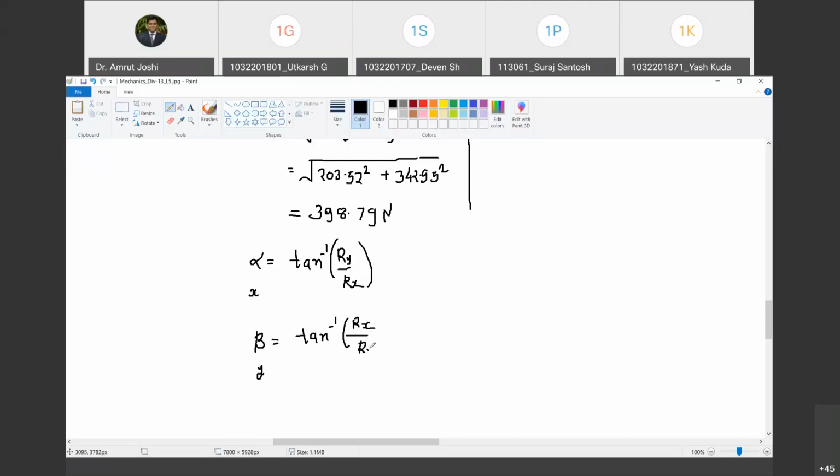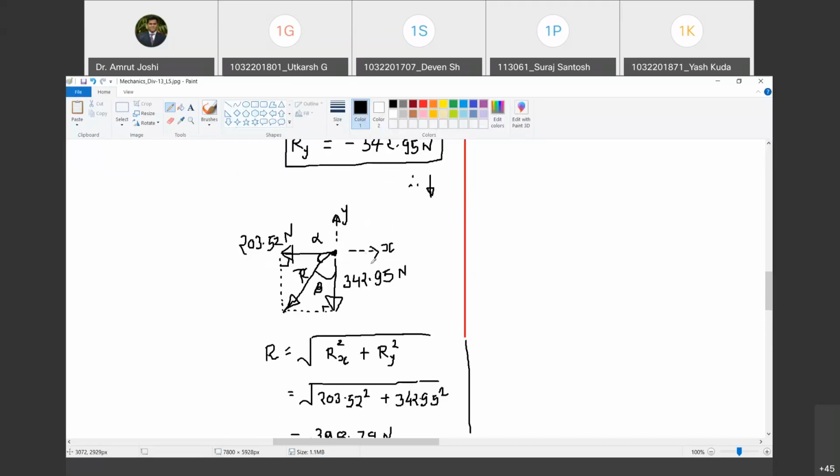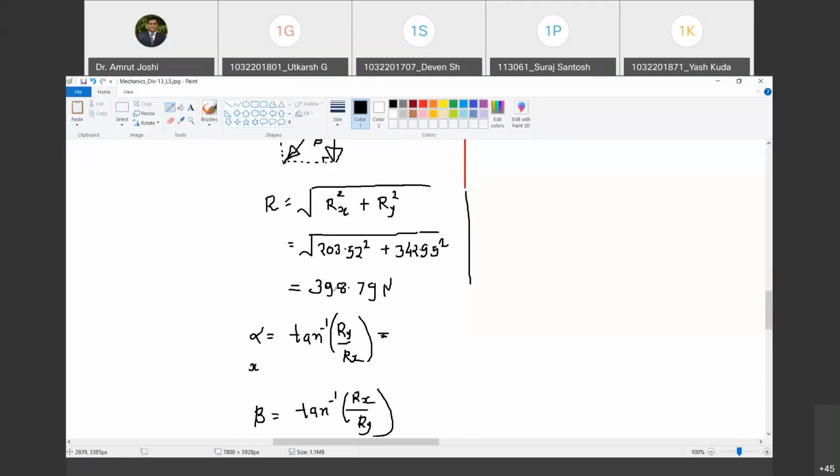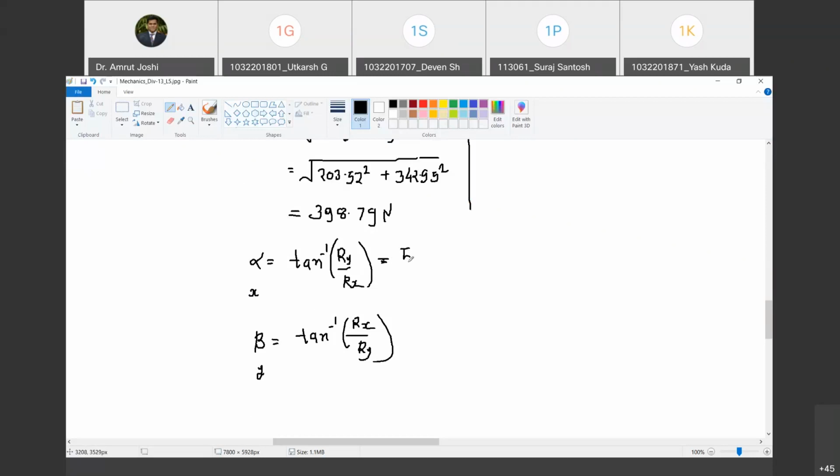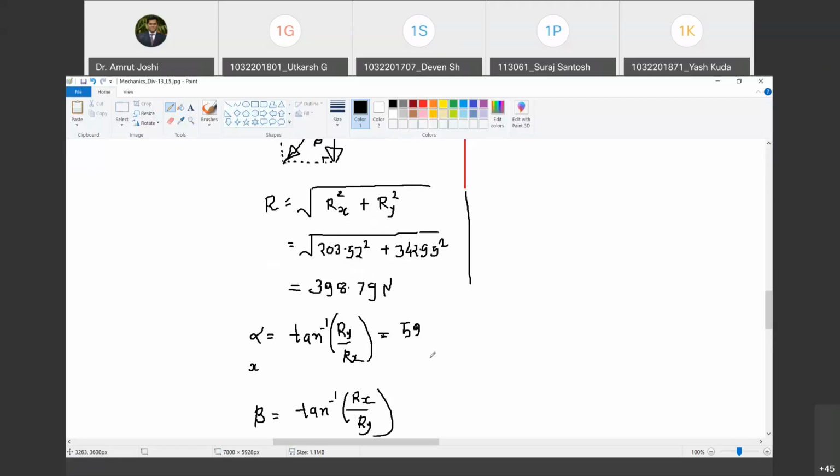You have to calculate any one of these. So let us calculate alpha. How much is alpha? It is tan inverse of 342.95 by 203.52. Are you with me? Yes, sir. So do that. 59.28 degrees. Am I right? Yes, sir. I hope you are not in degrees and minutes. No, sir. It's 59.28 degrees, right? Yes, sir.